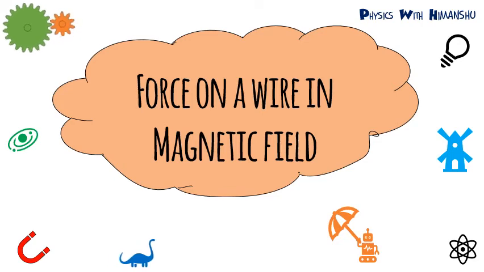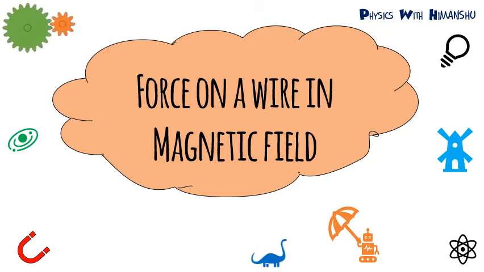Okay, hello everyone. So today's topic is force on a wire in a magnetic field. Suppose I put a current carrying wire in a magnetic field, then how much force will be there on the wire? The force will depend on which parameters, and how will the force change while changing parameters? All this we are going to discuss in this lecture.